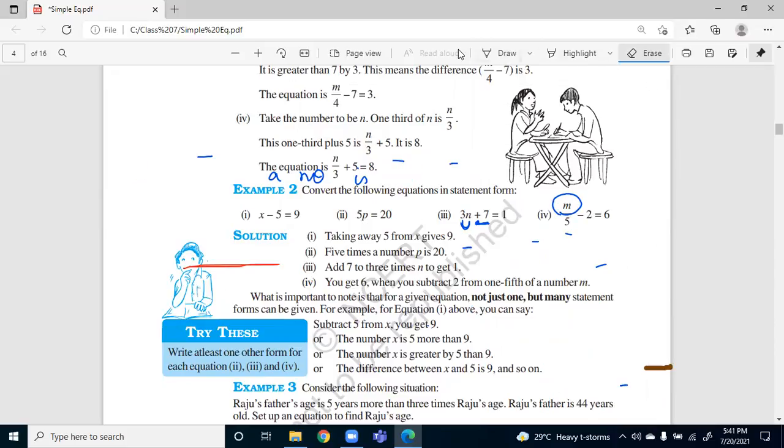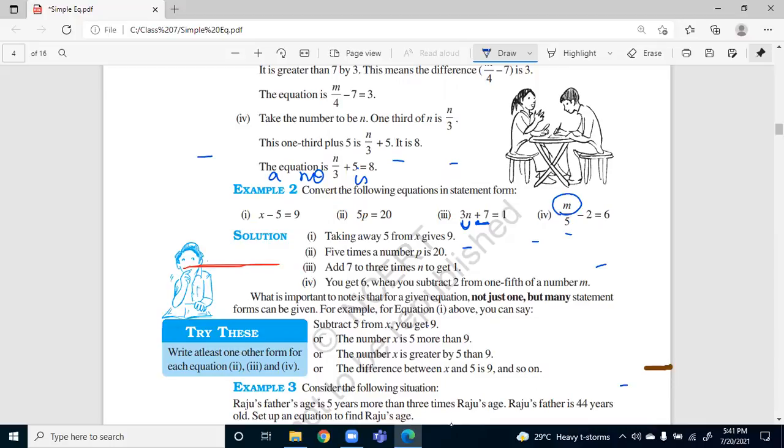Okay, so Raju's father's age is 5 years more than 3 times Raju's age. Raju's father is 44 years old. Set up an equation to find Raju's age.